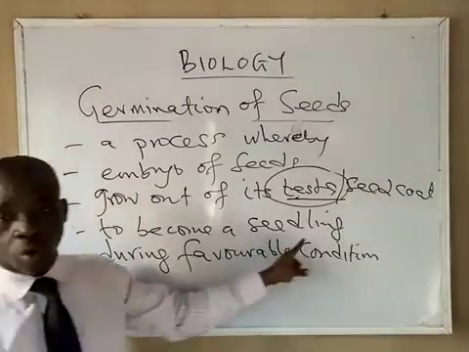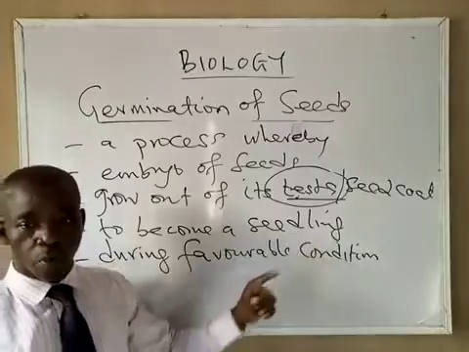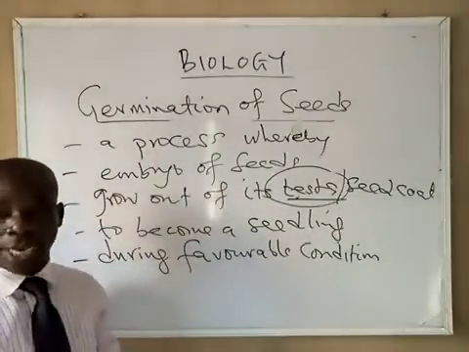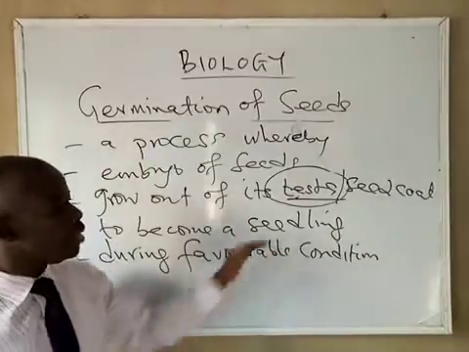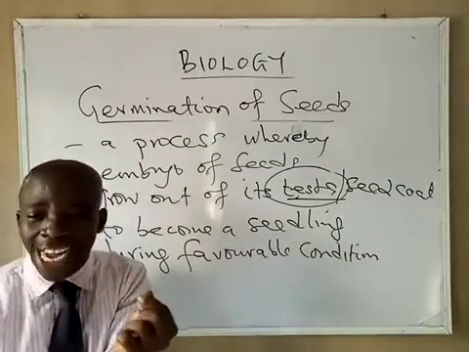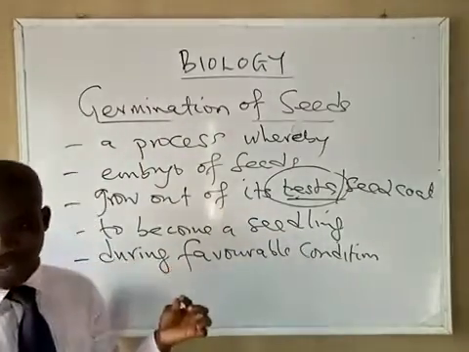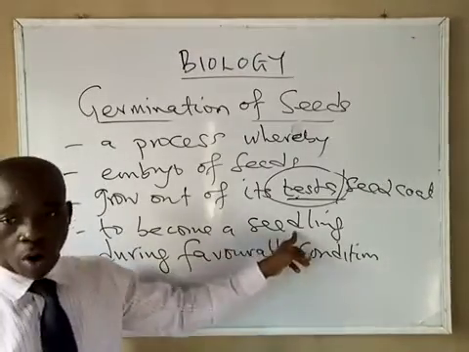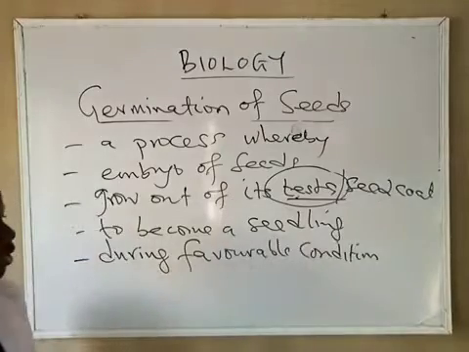And when it begins to grow out, it begins to produce the plumule, which is the part that goes out of the soil, and it grows up to become a little tender plant. That little tender plant with tender leaves is called a what? Seedling. It's called a seedling.